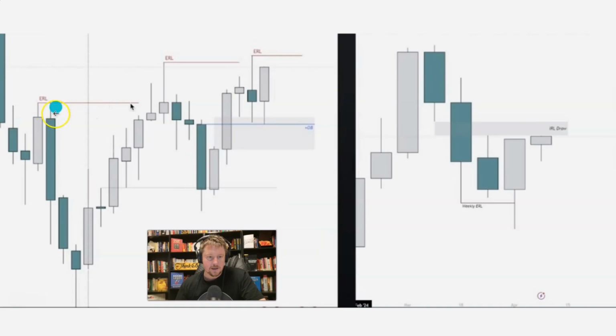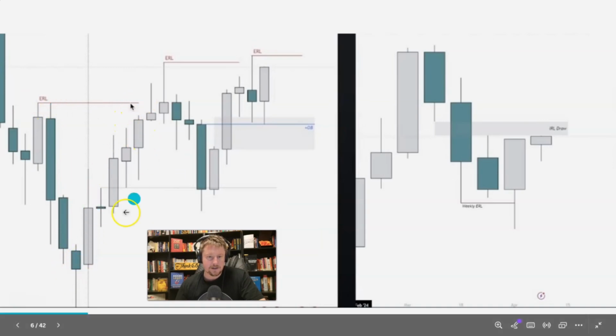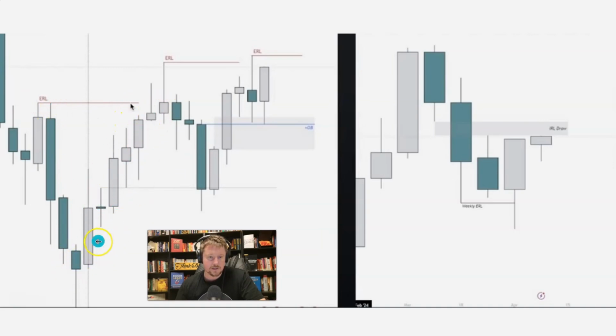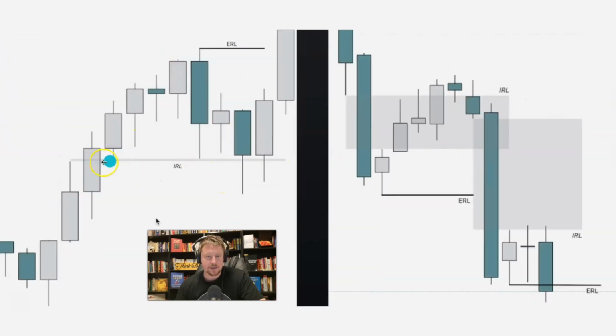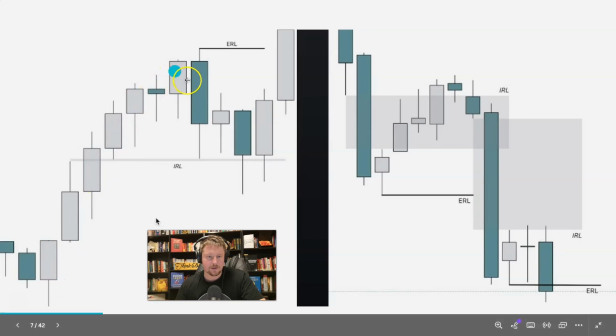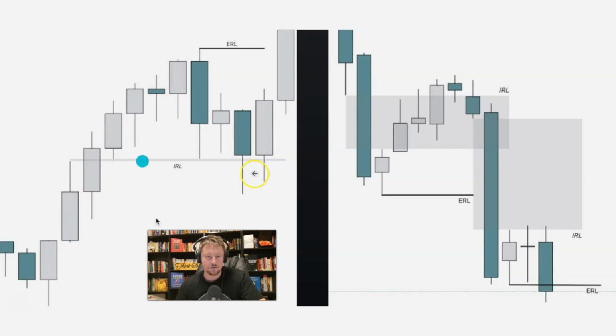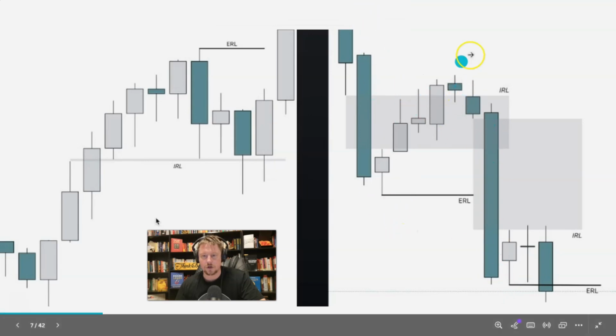External range liquidity, boom. Everything inside of here is now internal range liquidity until we break out to external range liquidity. And we come back down into internal range liquidity, break out to even higher external range liquidity. Same thing. Here is the internal range liquidity. You see all these candlesticks? Whenever we come back into these candlesticks, you are now going back into internal range liquidity. Once all of the internal range liquidity is satisfied, we break out to external range liquidity. All right, this is what the market is almost always doing.